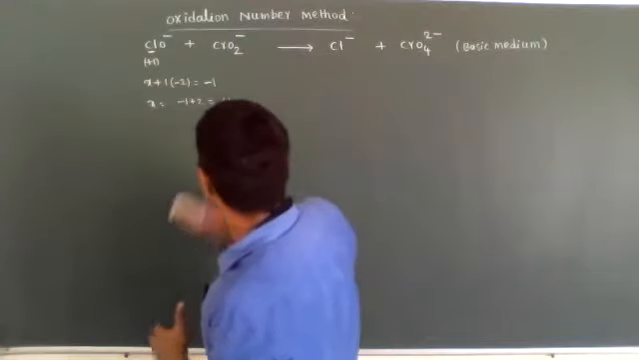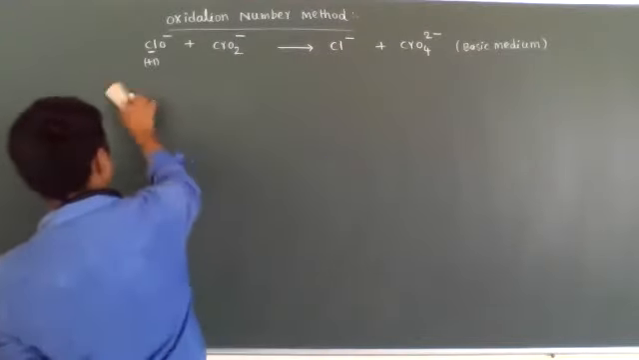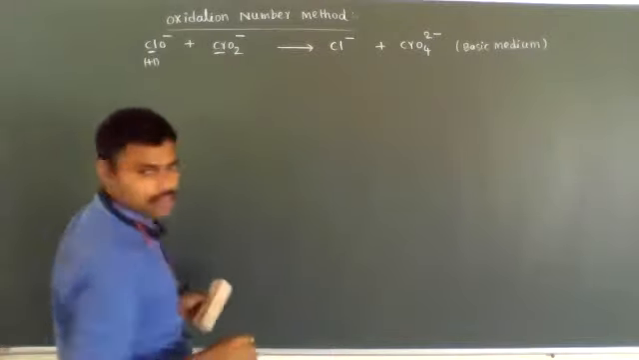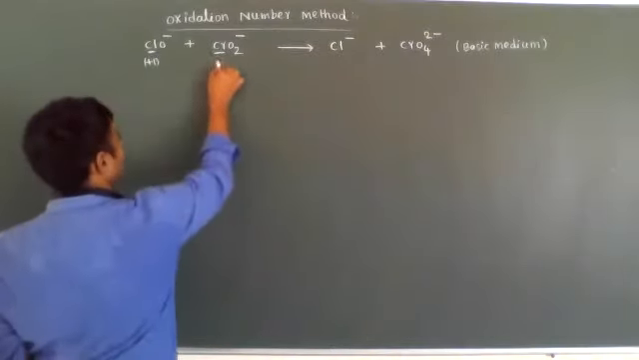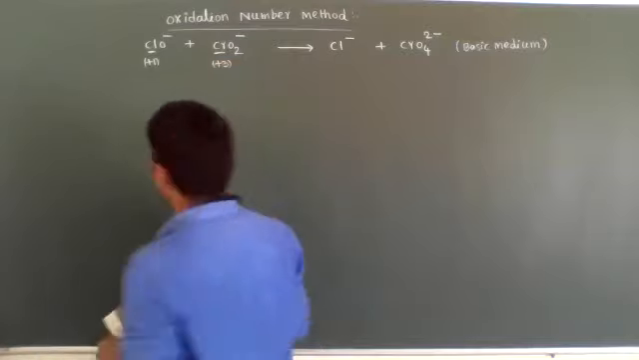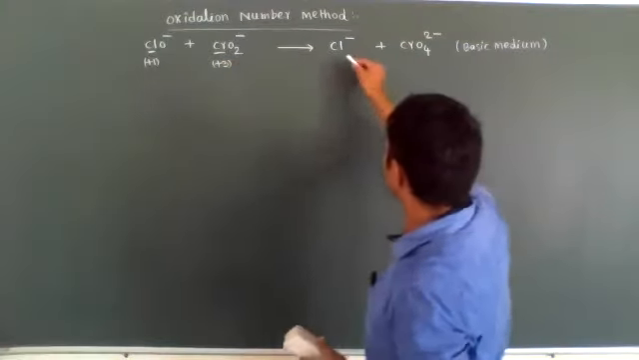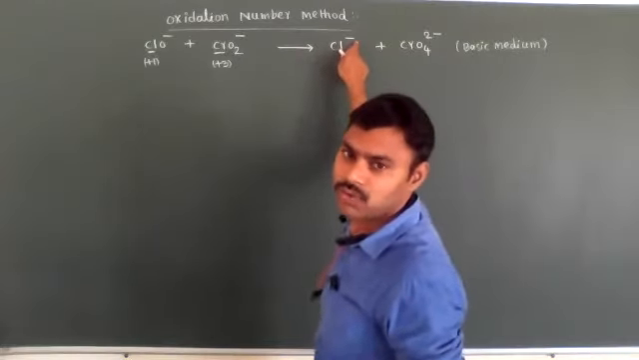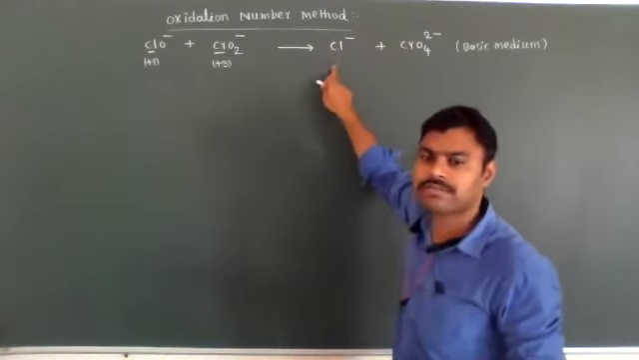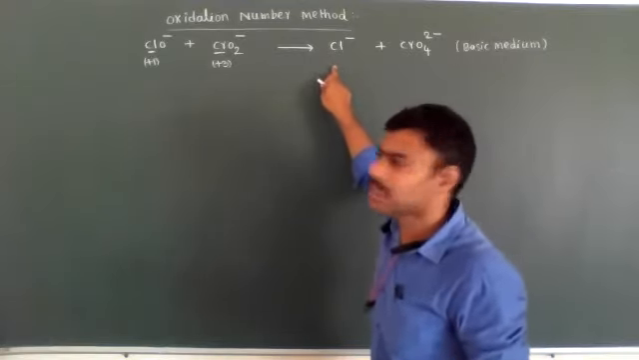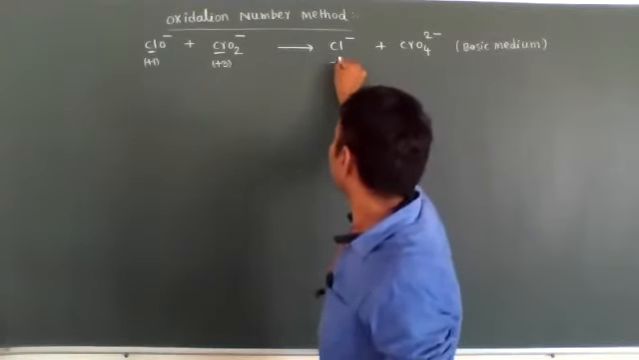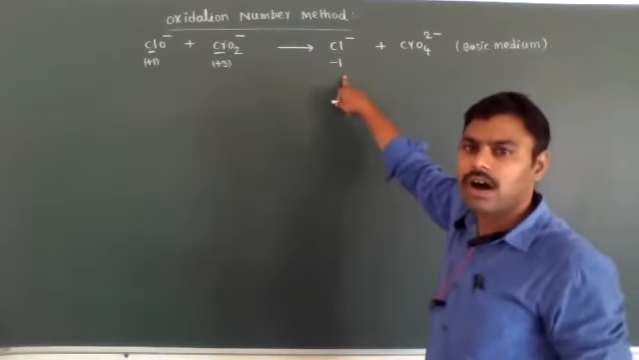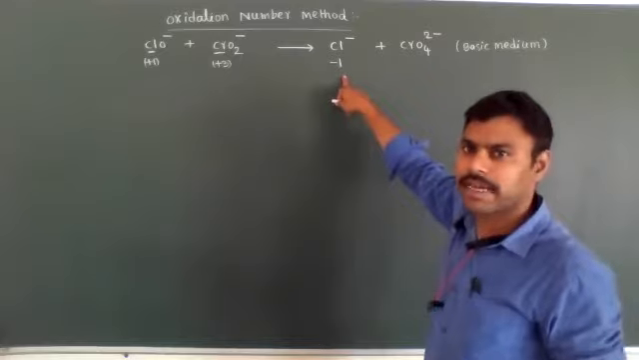Now here, CrO2 minus. In CrO2 minus, the oxidation state of chromium comes +3. Next, this chlorine, how much? A chlorine atom having -1 charge is present, which means it is a chloride ion. For atomic ions, the oxidation number is equal to its charge, -1.